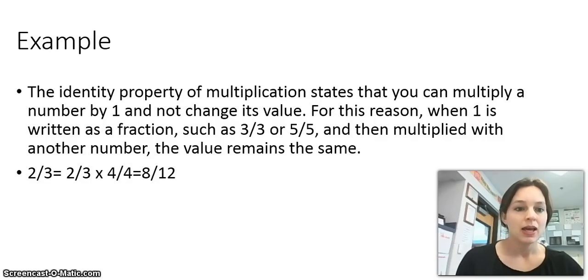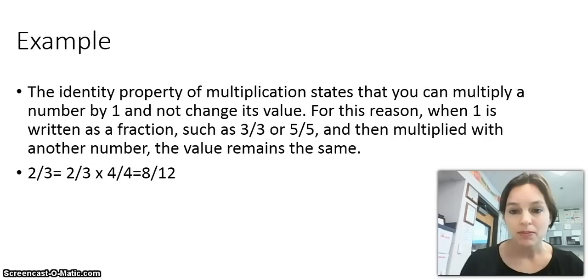Here's an example. The identity property of multiplication states that you can multiply a number by 1 and not change its value. For this reason, when 1 is written as a fraction, such as 3/3 or 5/5, and then multiplied with another number, the value remains the same. So fractionally, anytime the top number and the bottom number are the same, that represents one whole.